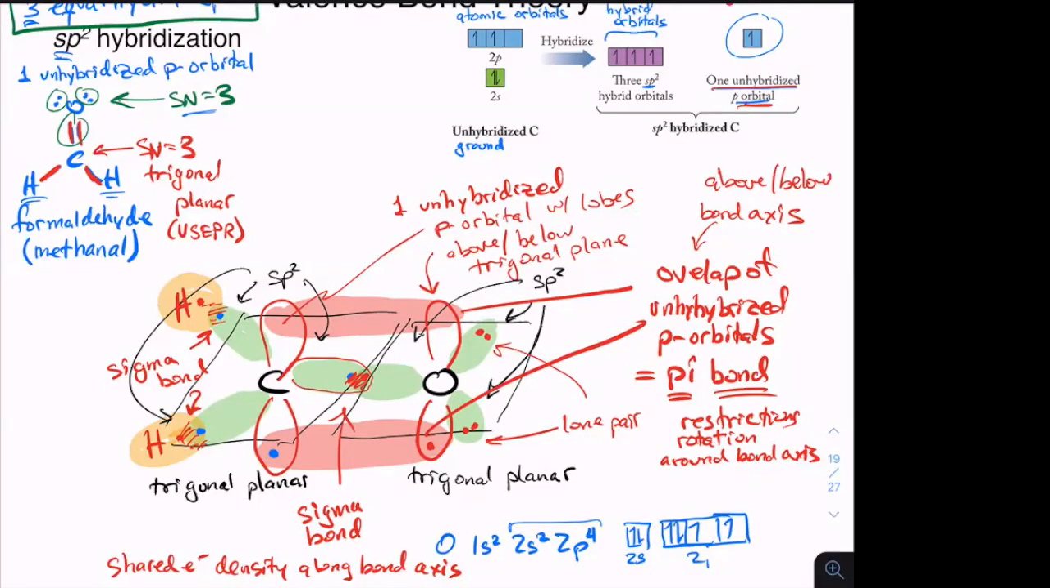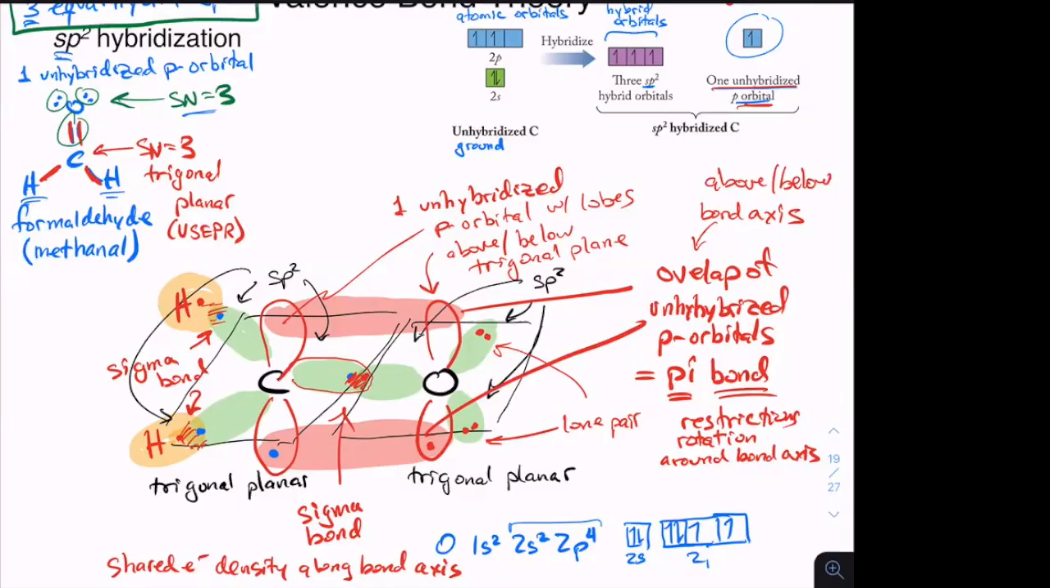So there's lots of different ways to make a sigma bond, but there's only one way to make a pi bond. The only way to make a pi bond is by showing an overlap between two unhybridized p orbitals, which means that if you have sp3 hybridization, you can't have a pi bond. You can only have a pi bond if you have sp2 hybridization or sp hybridization, because that gives you the unhybridized p orbitals to make pi bonds with. And in a double bond, then, a double bond is really composed of one sigma bond and one pi bond.